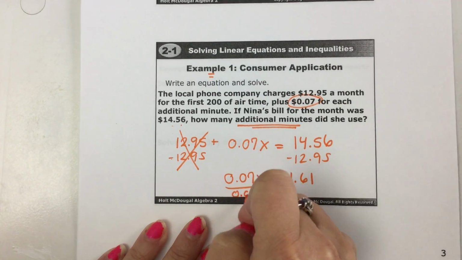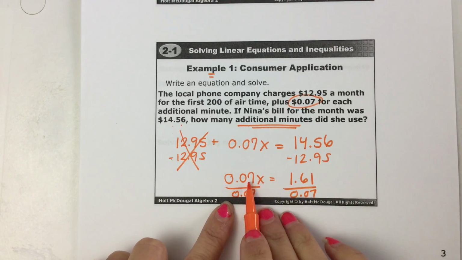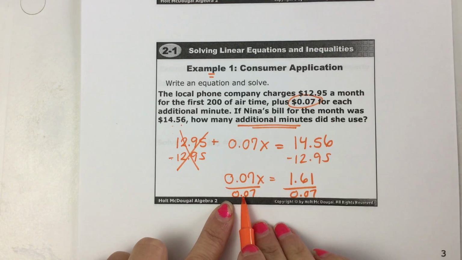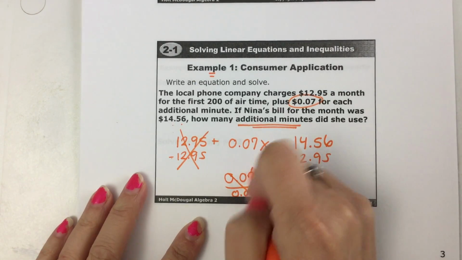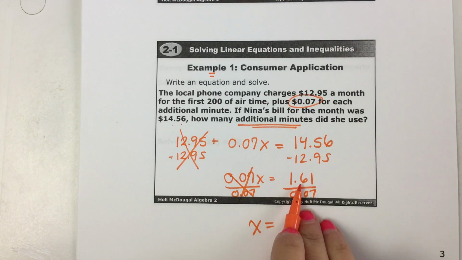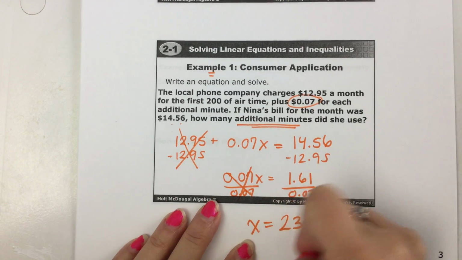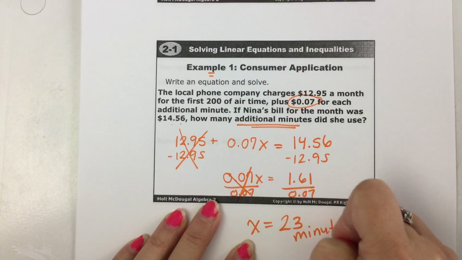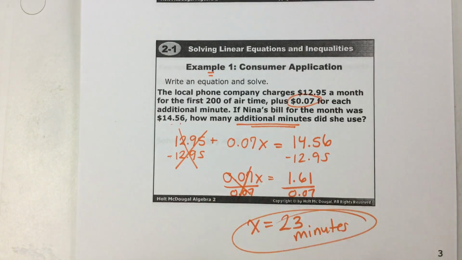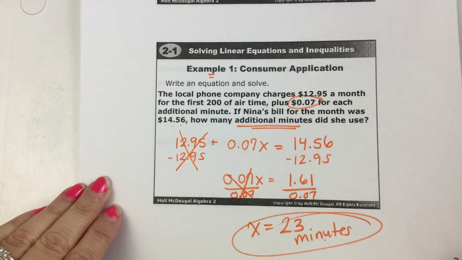If I want to get x by itself, again, you have to do opposite operations. To get rid of multiplication, you need to divide. What you do to one side, you always do to the other. So x equals, if I take 1.61 divided by 0.07, x would be 23, and it represents additional minutes. So Nina actually talked for 223 minutes that month.